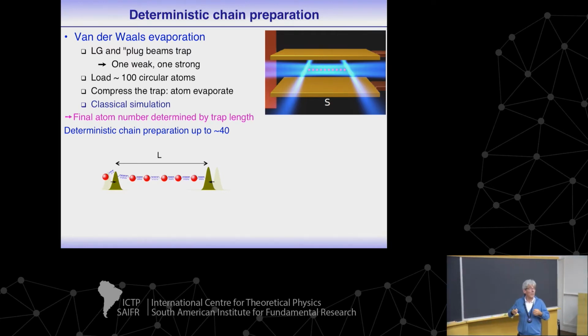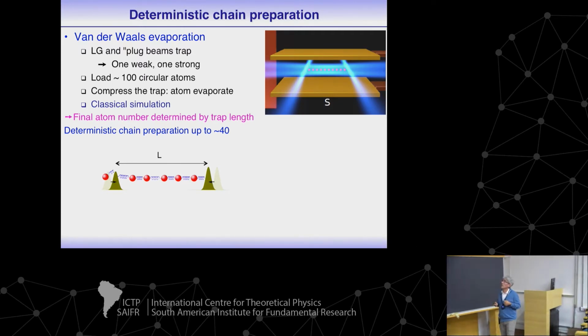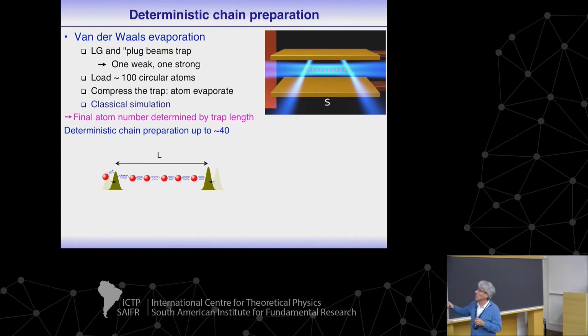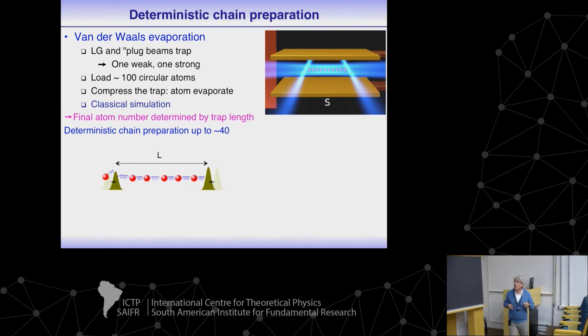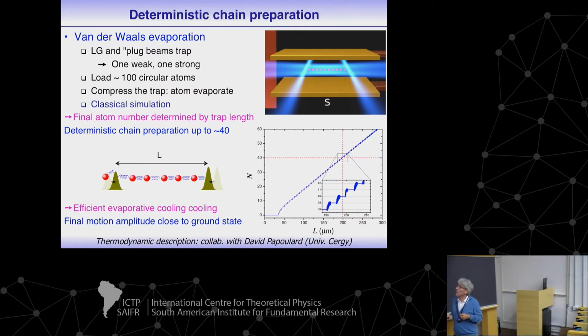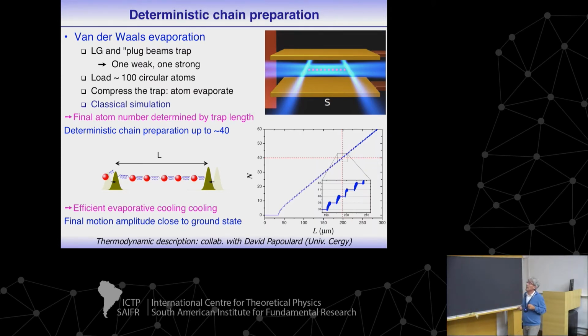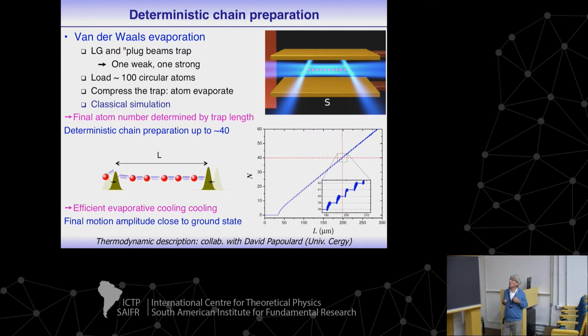The circular atoms have a repulsive van der Waals interaction if the circular orbit is oriented parallel to the plates here. So you push, you pack the atoms, and at some point the thing becomes so compact that the van der Waals repulsion is stronger than the trapping force. And you start to eject the atoms one by one. This provides evaporative cooling. And this is indeed a very efficient way to prepare a chain with a very well-controlled number of atoms and very low temperature.